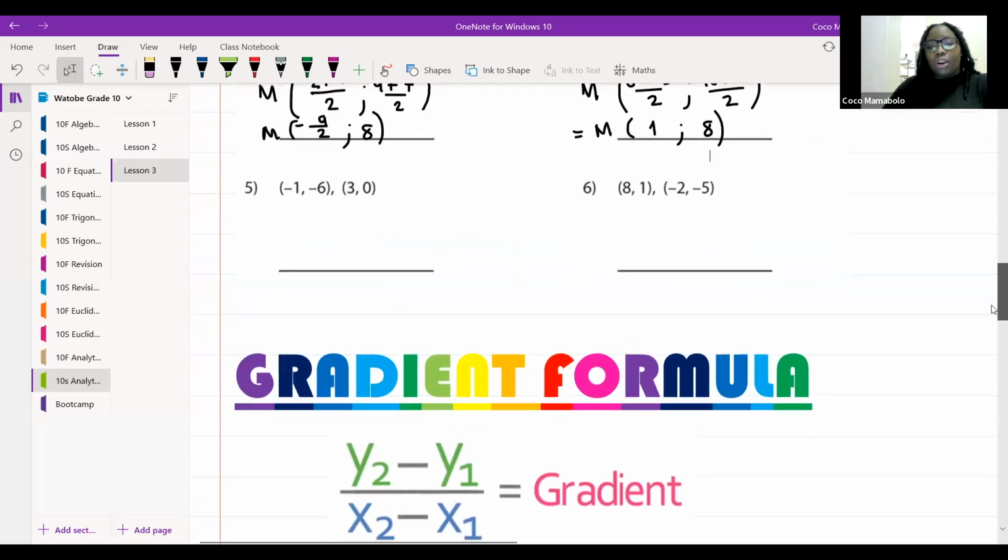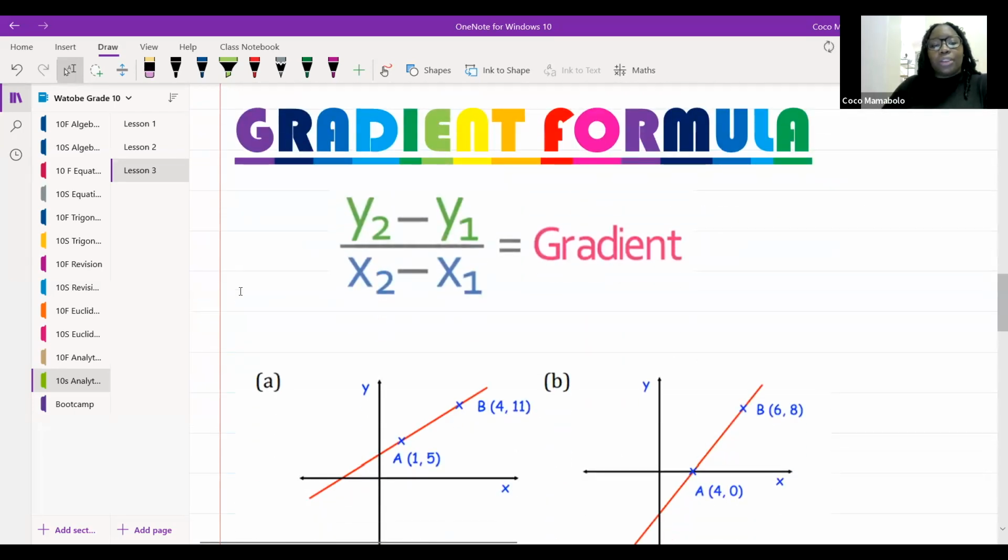Okay. All right, today we're going to be learning about the gradient formula. Now the gradient formula, much like the distance formula and the midpoint formula, is just us plugging in things. Okay, we're going to plug things in. Now, what gradient does is it tells us about how steep a line is.